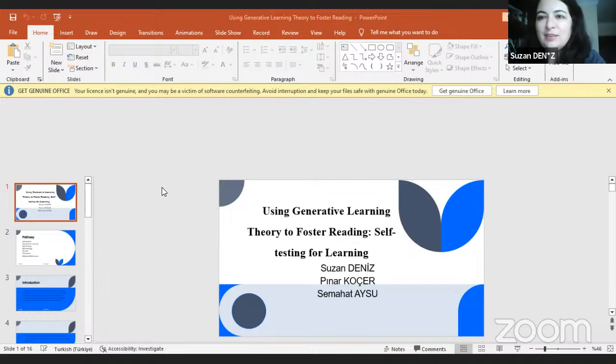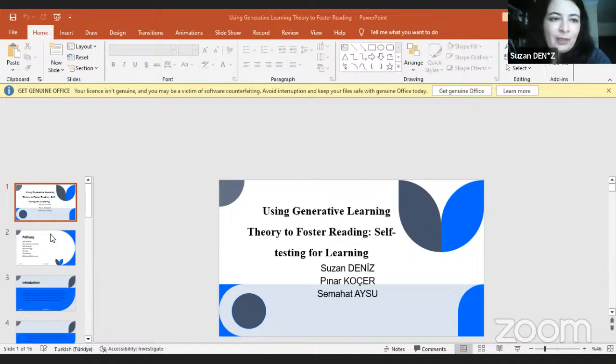If you don't mind, I would like to continue in English. We carried out our subject in English. It is titled Using Generative Learning Theory to Foster Reading, Self-Testing for Learning. We picked the reading skill as our medium, and we attempted to apply the generative learning strategies, and in particular the self-testing strategy among the generative learning strategies.